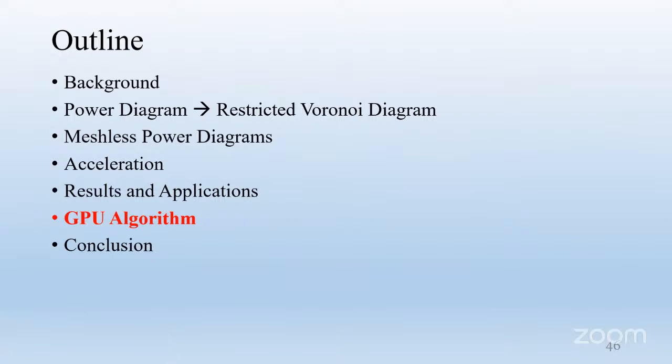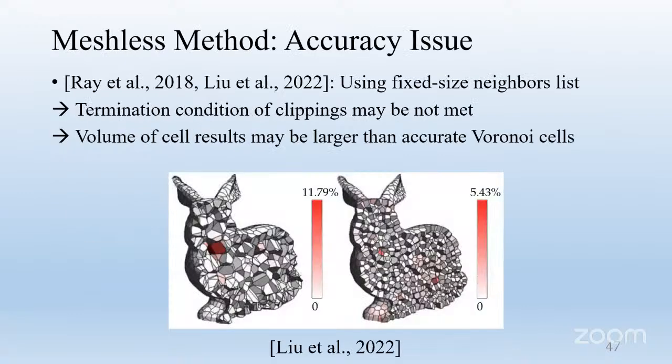Before the conclusion, I would like to present our GPU algorithm for the computation of power diagrams. There are some implementations of the meshless method on the GPU side for computing Voronoi diagrams. They use a neighbors list with fixed size. We know that Voronoi cells have a different number of neighbors. So for each cell generation, the termination condition of clippings is not guaranteed to be met, and a part of the Voronoi cells could have a larger volume than the accurate results.